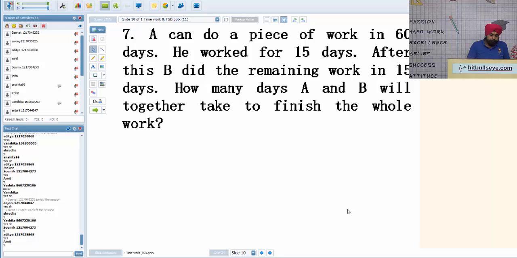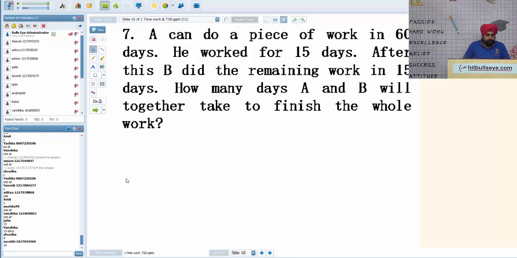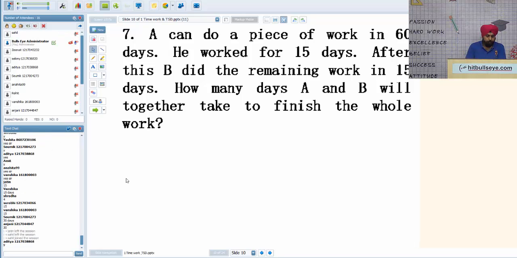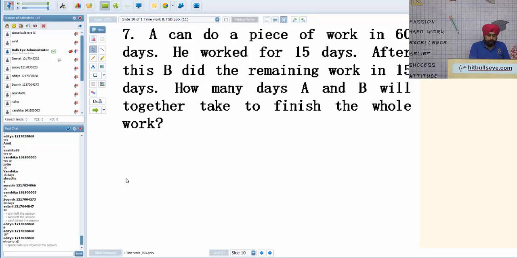Yes, answer this question. Jatin, Vanshika, Surbhi answering 15. Shraddha says it is 4. Somik says it is 30 days. Aditya says it is 9. Aditya says it is 19. Yes, Aditya, now it is absolutely wrong. So shall we discuss it, students? Amit says it is 45.